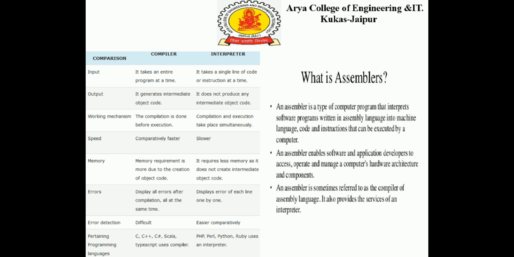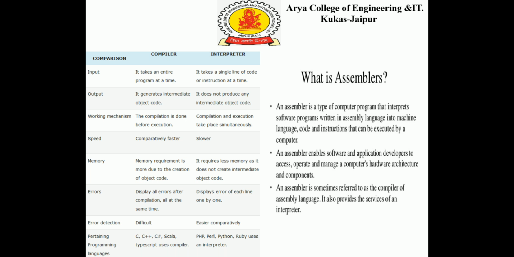Difference we can see. Input: the compiler takes an entire program, whereas the interpreter takes a single instruction at a time. Output: the compiler generates an intermediate object code. The interpreter never generates an intermediate code. Working mechanism: in the compiler, compilation is done before execution; in the interpreter, it is done at the time of execution. The speed of the compiler is faster, of the interpreter it is slower. The memory requirement for the compiler is more, and for the interpreter it is less.